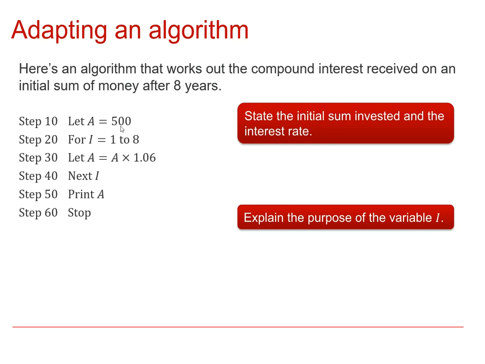Well, assuming we're working in pounds, then obviously that 500 is our initial amount. So the initial amount is £500. Interest rate, you can see what's happening is that each year this amount of money that we have has been multiplied by 1.06, and of course that is the percentage multiplier for a 6% increase. What about the variable I? What is that doing? Well, I is counting the years.